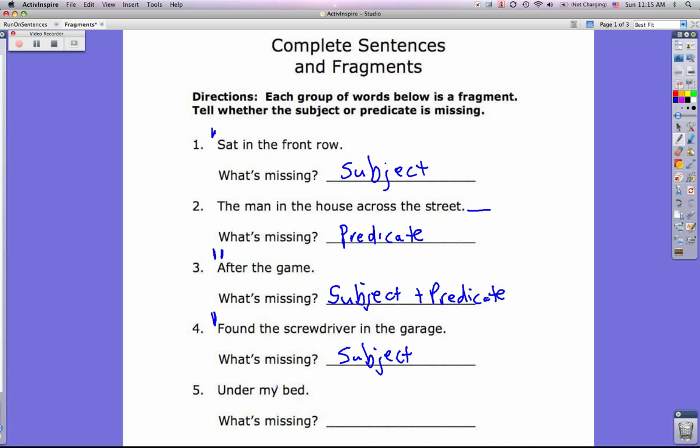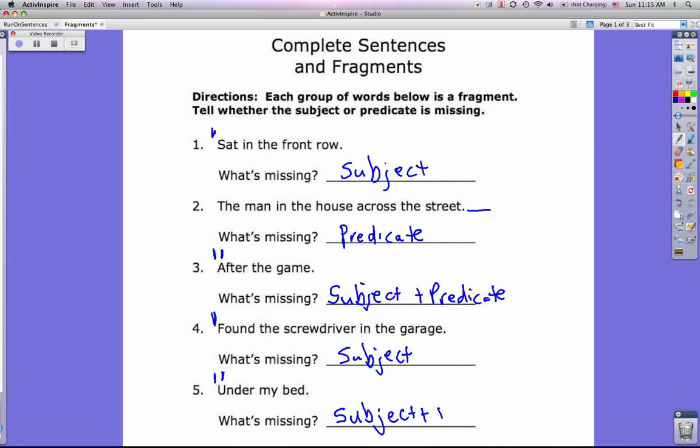All right, and number 5, under my bed. If you add a subject to this of Steve under my bed, still doesn't make sense. Steve hid under my bed, now it makes sense. So I am missing both the subject and the predicate.